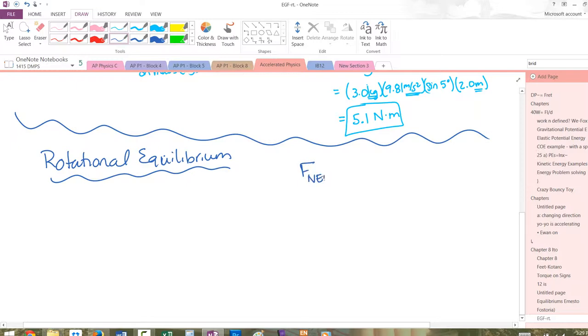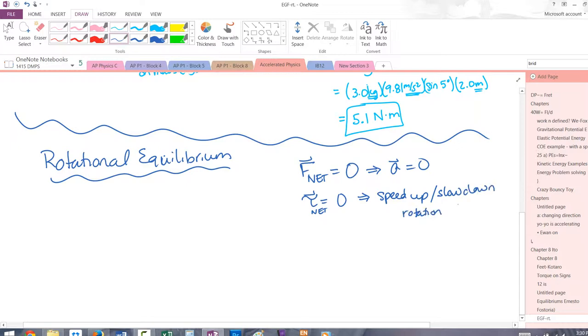We know that something's in equilibrium if the net force acting on it is 0. That's going to result in an acceleration of 0, and that means that it's not going to speed up or slow down, but that's in a straight line motion. We also, hopefully, you remember, we got ourselves to believe that the net torque is also a vector, is equal to 0, and if the torque is equal to 0, then it's not going to speed up or slow down in its rotation. And later we'll talk about the angular equivalent to acceleration, but for now, that's the thing you need to remember.